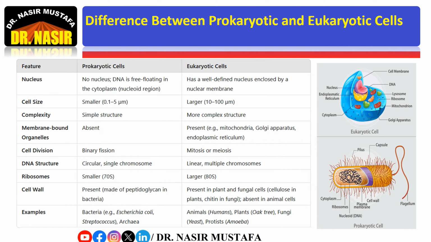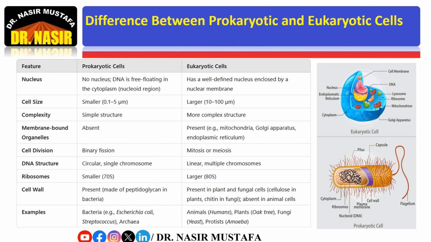Let's compare prokaryotic and eukaryotic cells. Prokaryotic cells have no nucleus, are small and simple, and divide by binary fission. Their DNA is circular with a single chromosome, and ribosomes are 70S. A cell wall is usually present, and examples include bacteria and archaea.